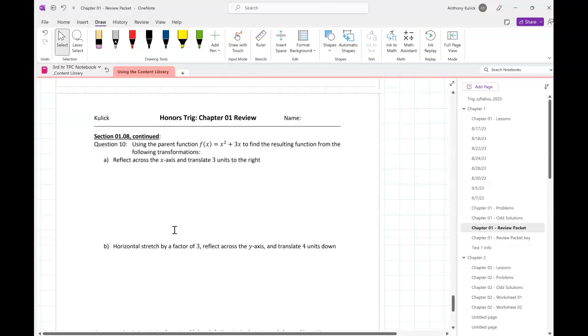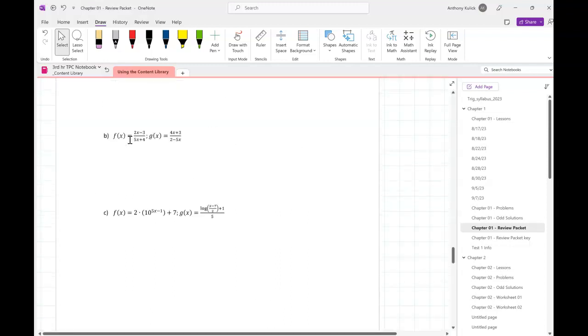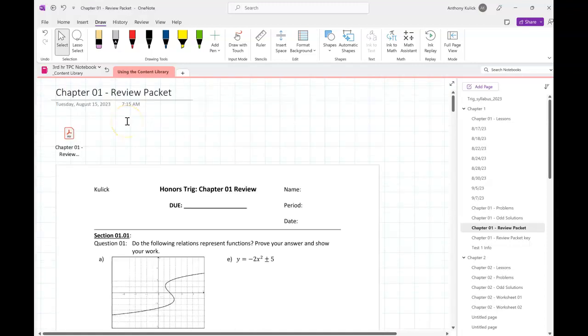And obviously, if you look at the review, the front that says from section 1.8, should you do that? No. Why not? Because we didn't do it. Everybody feel okay about that?